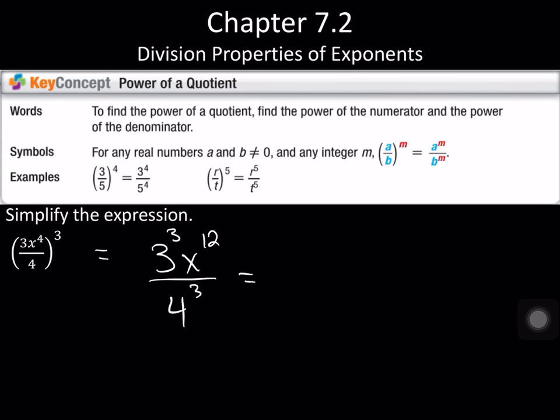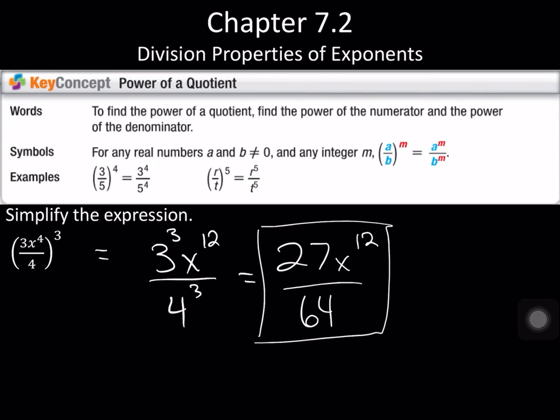Okay, and then all this gets simplified, right? 3 cubed is 27. 4 cubed is 64. And there's our x to the 12th. And everything that can be done has been done. But all this is to show you that that 3 exponent belongs with everything in the numerator and everything in the denominator. Okay? Still following our other rules, our other properties, and then simplifying.